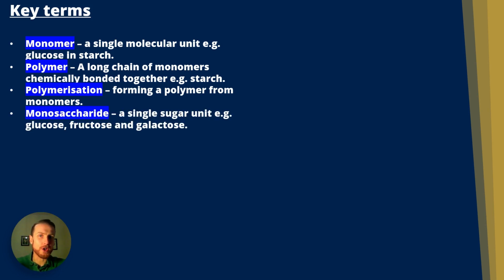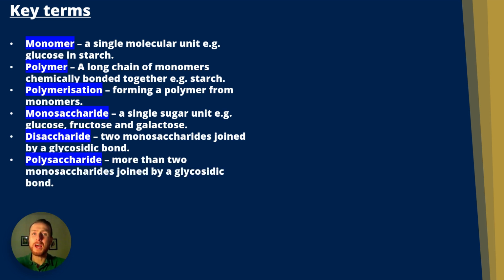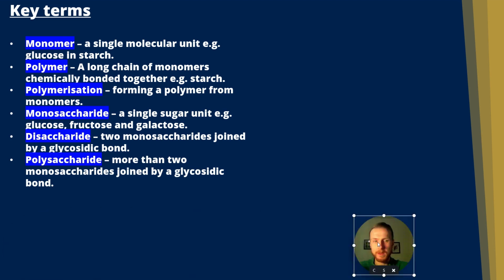Monosaccharides are single sugar units. Clear examples of those include glucose, fructose, and galactose. Disaccharides are where two monosaccharides have been joined with a glycosidic bond. Polysaccharides are when more than two monosaccharides have been joined by a glycosidic bond.